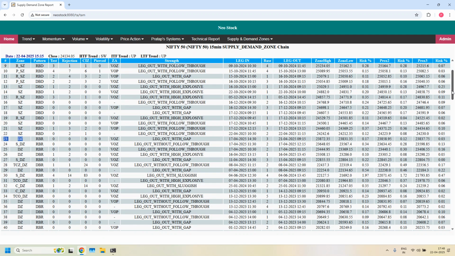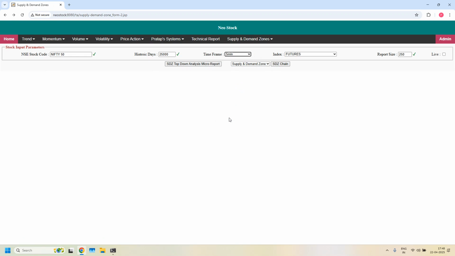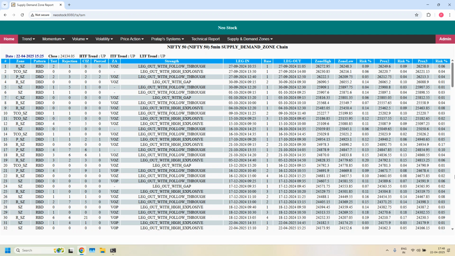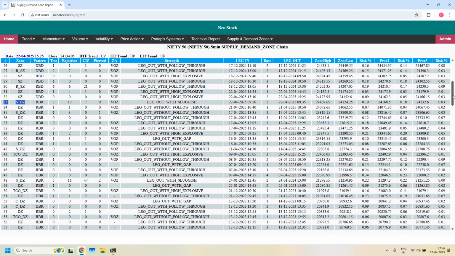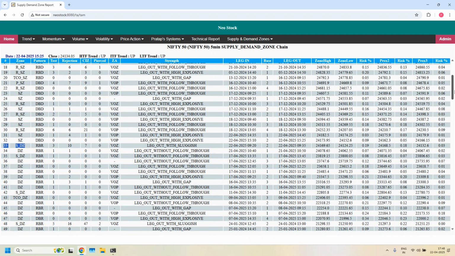Next, generating 5 minutes supply demand zone chain for Nifty. All are 5 minute supply zones. I am scrolling the list down to get the demand zones also. So here the serial number 33 is having the nearest demand zone to the current closing price. So let me adjust in the center. Okay.